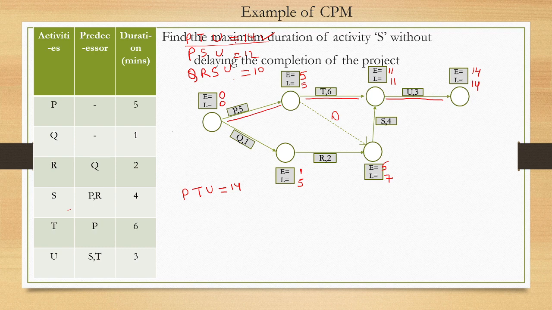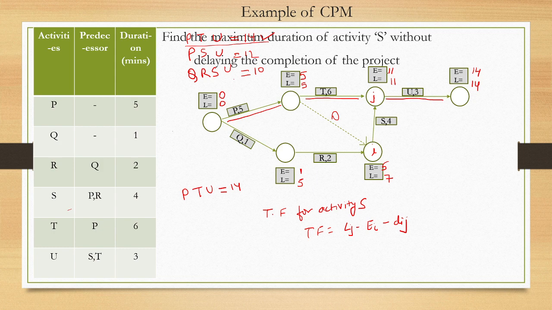But the question is asking to find the maximum duration of activity S without delaying the completion of the project. What does it mean? You need to find the total float of S, the total float for activity S. So what is total float? That is Lj minus Ei minus Dij. So for this activity, this will be J and this will be I.